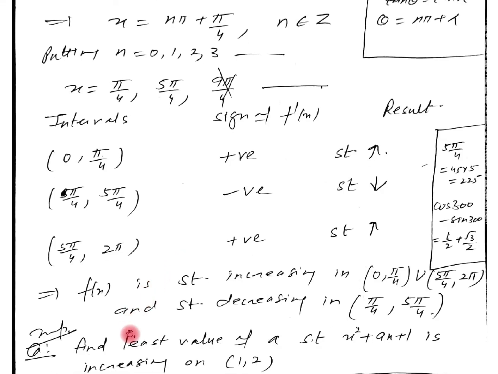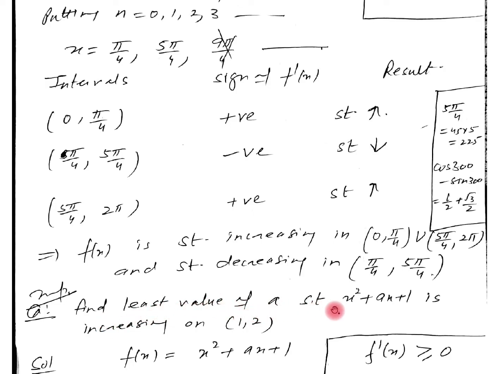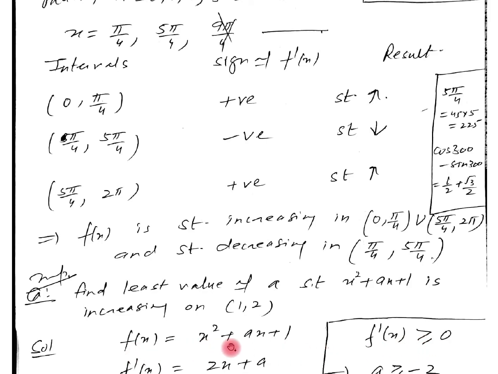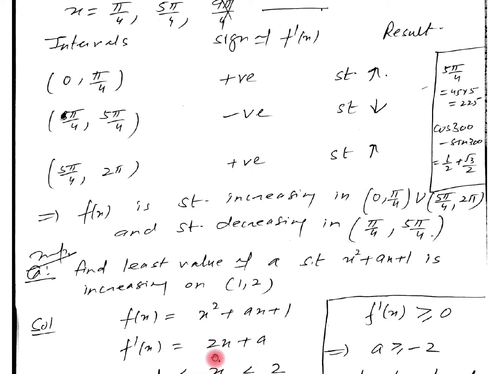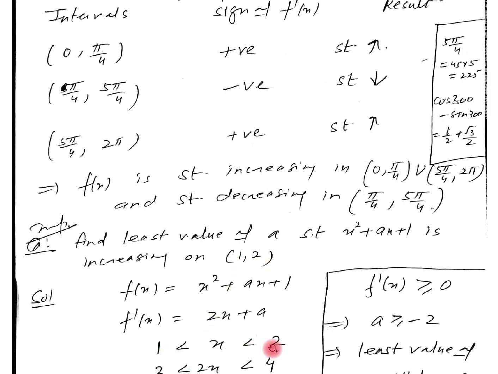Now again, one of the important questions given in the exercise: find the least value of a such that this function is increasing on this interval. Yesterday we have also done a question of this type. Now we have to tell the least value of a such that this function is increasing. Now the function is increasing, it means f dash x must be greater than or equal to 0. Now f(x) is this, therefore f dash x is 2x plus a. Now it is given that x lies between 1 and 2.